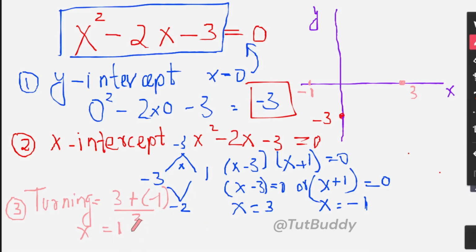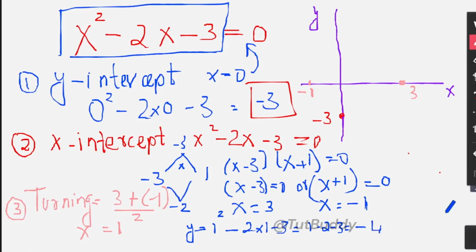To get the y of the turning point, I'll substitute x as 1 in my given equation. So if I substitute it there, what will be my y? It's 1 squared minus 2 times 1 minus 3. If I solve it, 1 minus 2 minus 3 gives me minus 4.